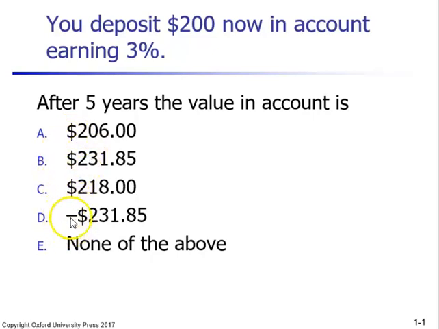As you can see, there are negative and positive answers over there. So stop the video and do the example. Okay, I'm going to show you the answer, but since it is a deposit, it is negative, so the return in 5 years would be positive. So D is now crossed off.